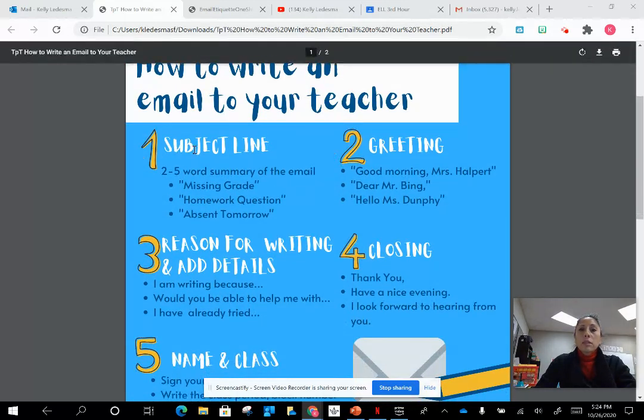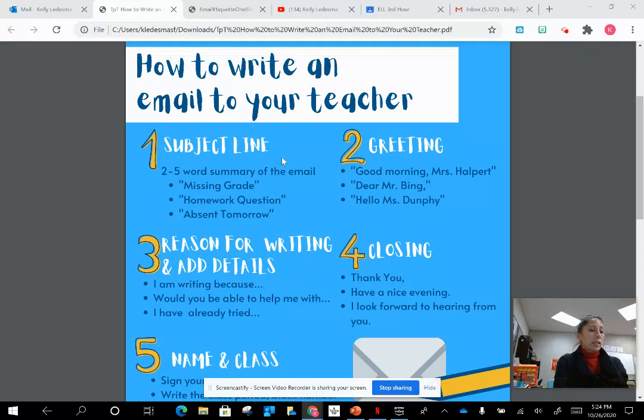The first thing it says is subject line. And I'm going to point out what the subject line is. If you take a look at the last page in the packet, it actually has all the things that they're talking about in the packet. So the subject line should be a 2 to 5 word summary of the email, okay? Just a really quick 2 to 5 word summary. It could be missing grade, homework question, or absent tomorrow, okay?